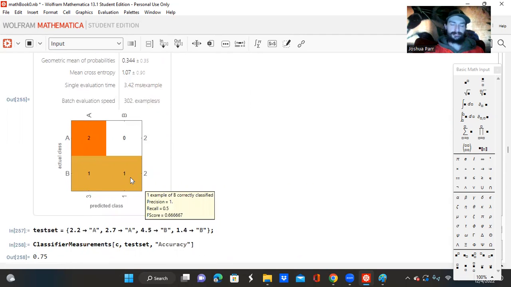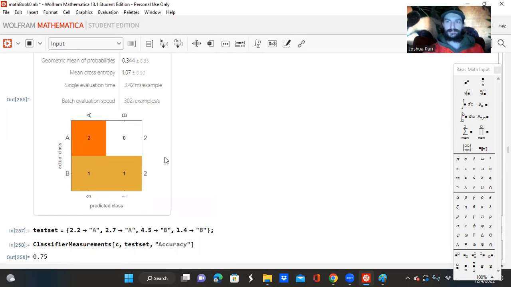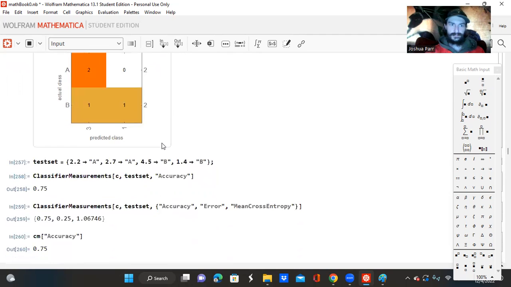And this is what are they called? Why am I drawing a blank on this? A confusion matrix? Confusion density matrix? Something like that.